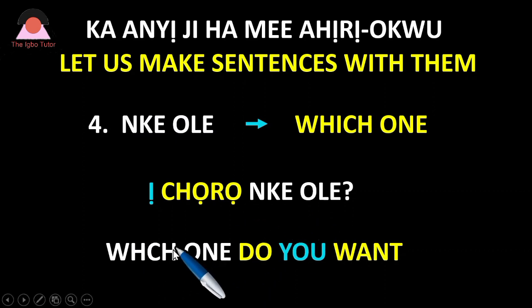Okay, nke ole, which one do you want? Ichoro nke ole. But you can as well start this sentence with nke ole. If you say nke ole ka ichoro, the structure of the sentence will change a bit. So this ichoro will come back, but something will be added, which is ka. Okay? Nke ole ka ichoro. If you don't want to say ichoro nke ole, you can say nke ole ka ichoro. That makes the same meaning.